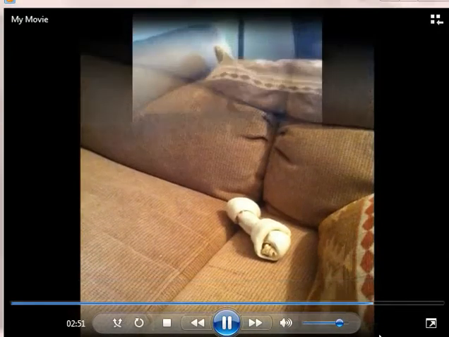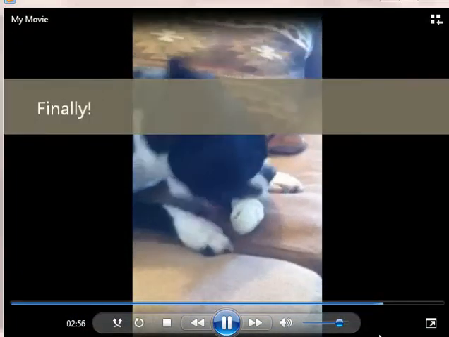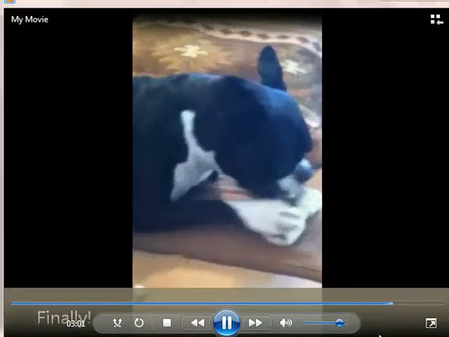Here we go. There we found his chewy. There's my dog. His name is Chowder. He got rid of that bone in about 5 minutes.